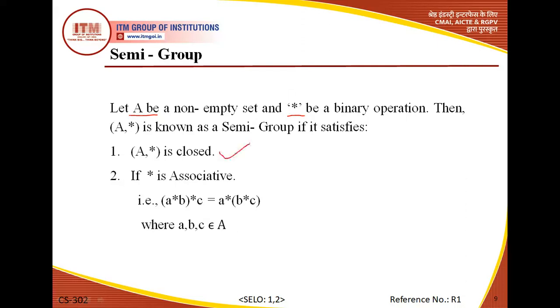The first one is same as the groupoid only. So the first one is A star should be closed. The second one is that star should be associative. So if A star is closed and star is associative in A, then we would say that A star is a semigroup.